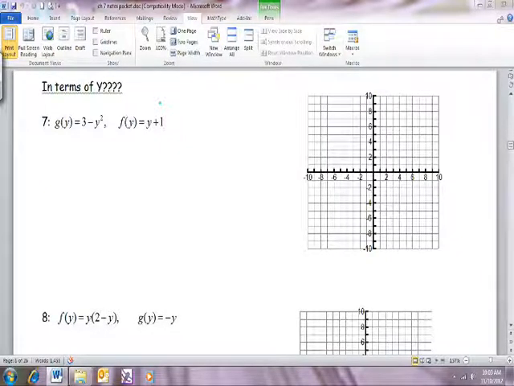So there's one other type of problem in here that is kind of tricky. It's got everything in terms of y's. Now you've got two options. Option number one is just deal with the problem the way it is, which can be a little bit difficult. You've got to think sideways.